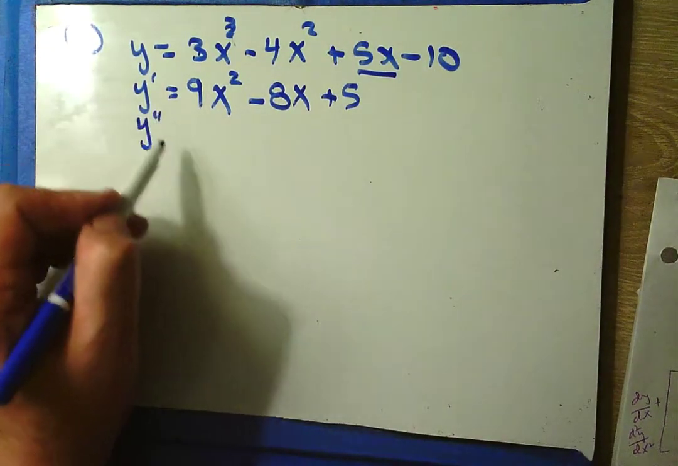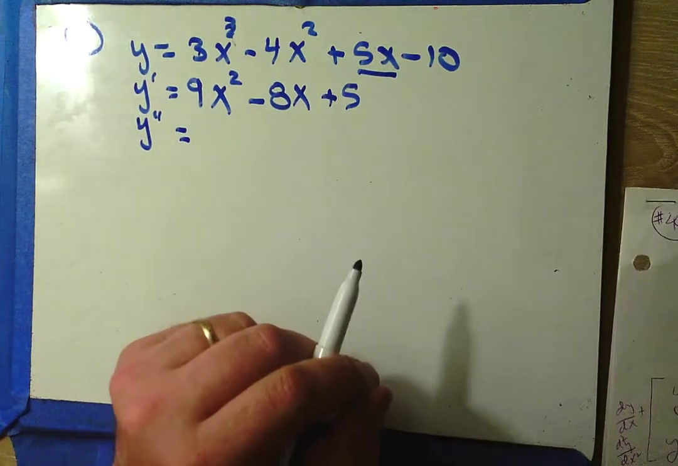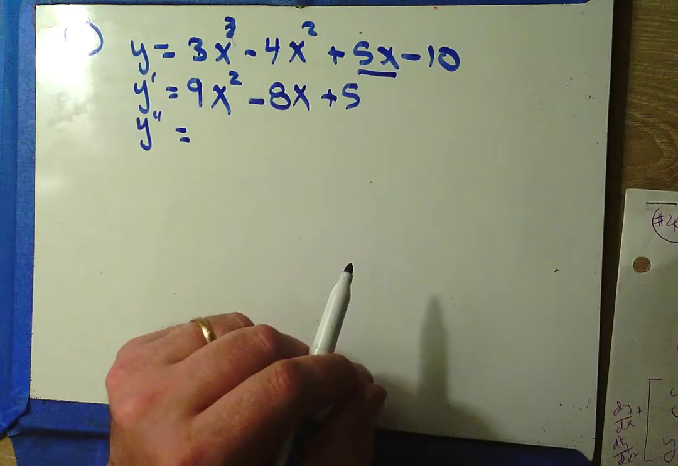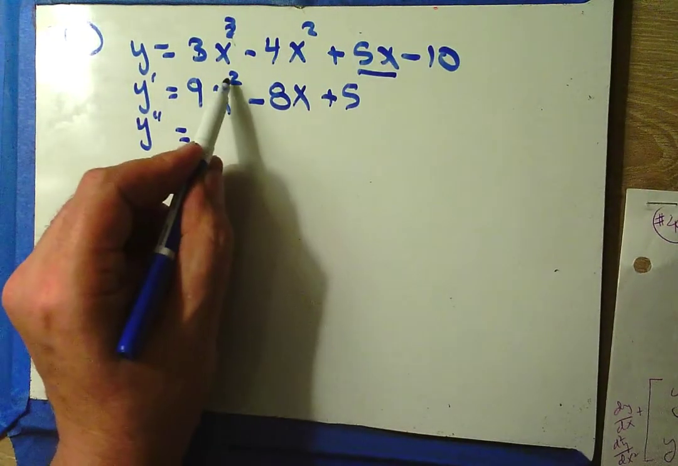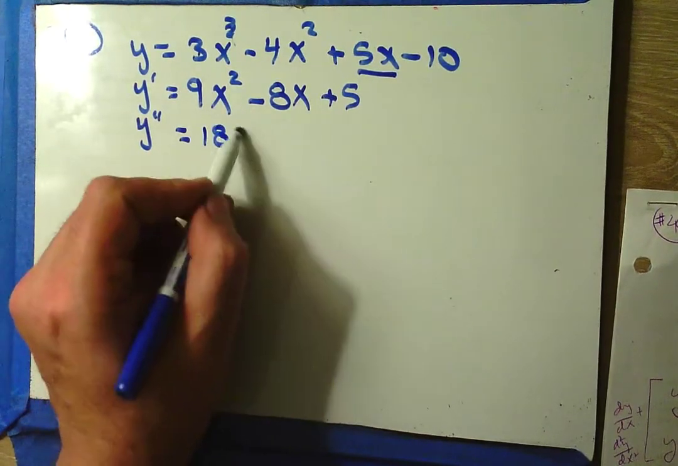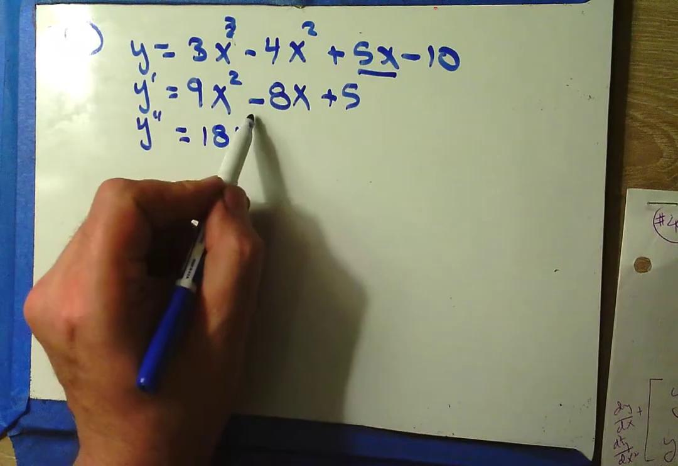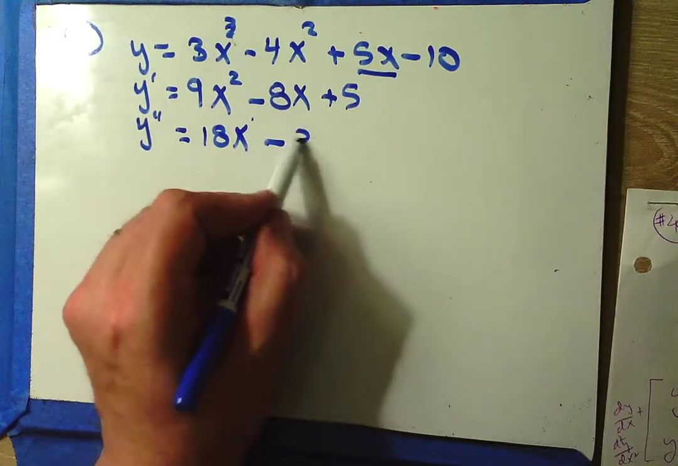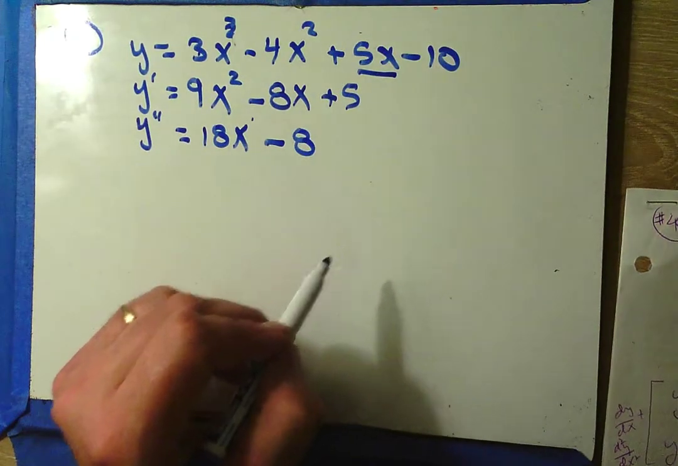What about y double prime? Take a moment to try y double prime. Okay, welcome back. We're going to bring this 2 down. 9 times 2, 18. X, subtract 1, so we get the first power, minus the derivative of 8x is 8.